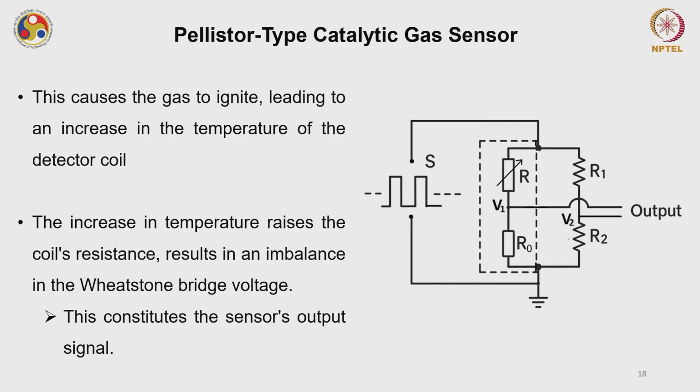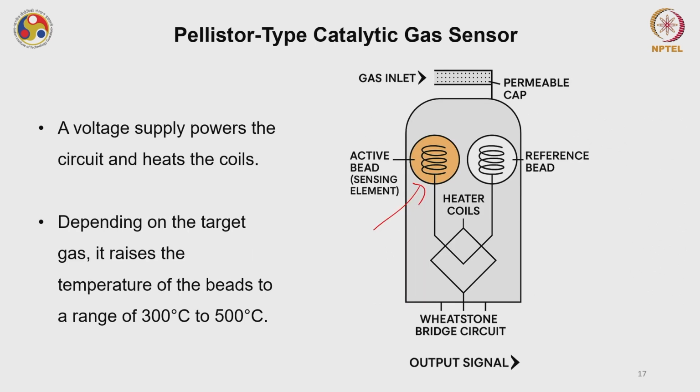Okay, so the increase in temperature in the region of the active bead will try to increase the resistance of the coil, which will result in an imbalance in the Wheatstone bridge voltage. If you see this configuration, it's a Wheatstone bridge circuit.